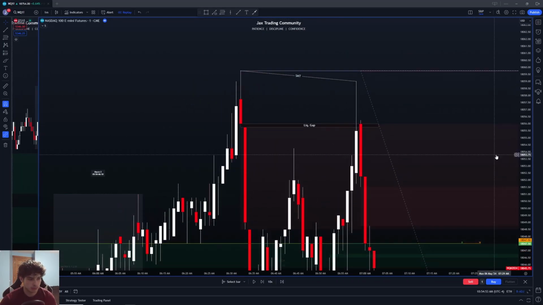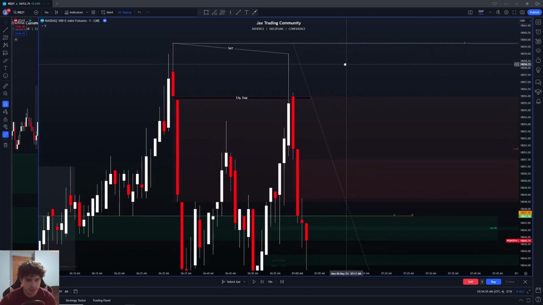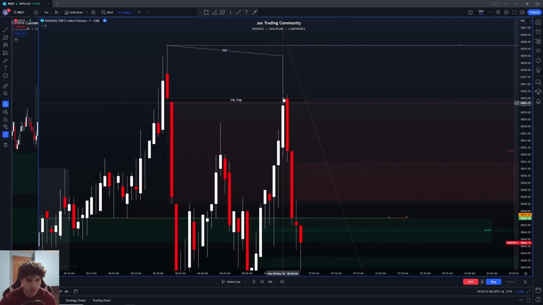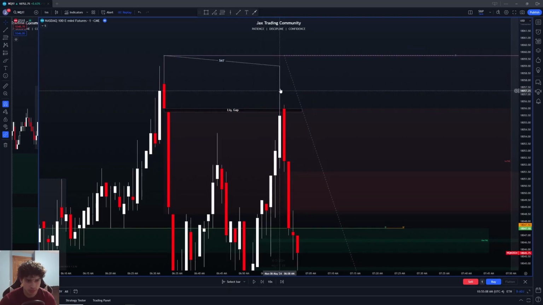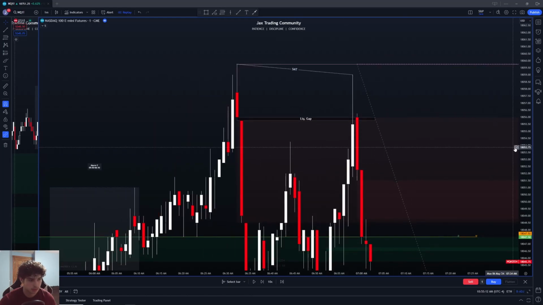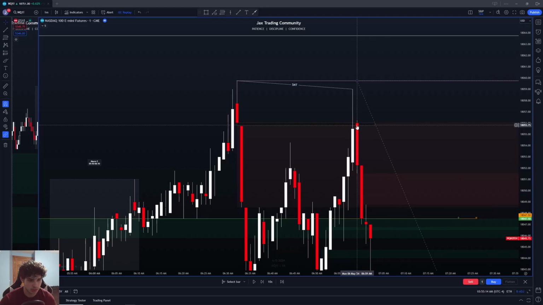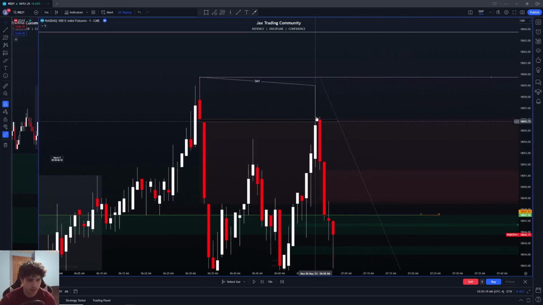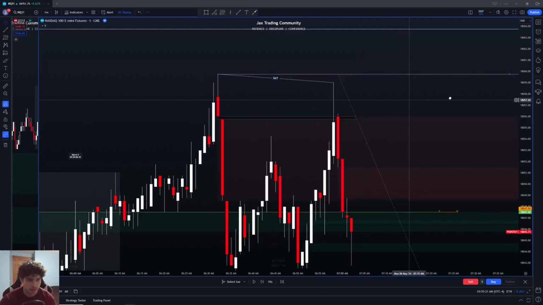And a little quote by ICT is that he says, wicks do the damage. Right here, this is the wick, it does the damage. If you were to put a position here and put your stop right here, you'd get stopped out, but price is still technically respecting this gap. So wicks do the damage, but candles, which are the bodies right here, the candles do the narrative. If you just looked at the candle bodies, they did respect this gap, but the wick obviously came all the way up here.